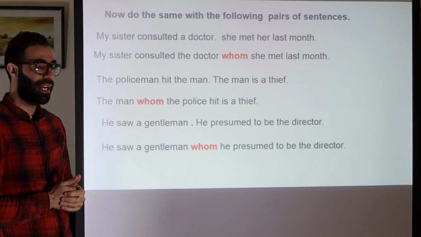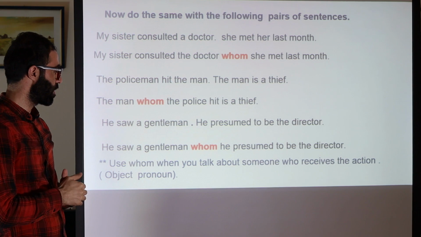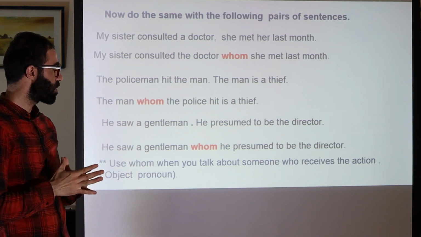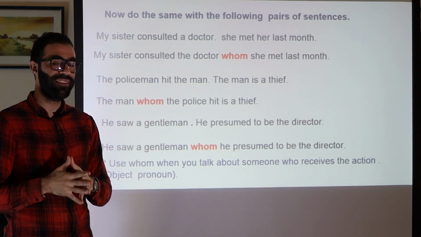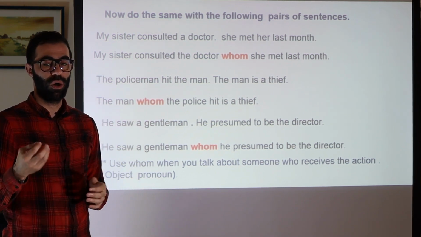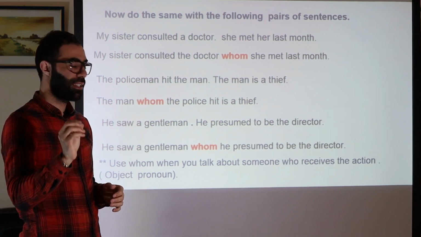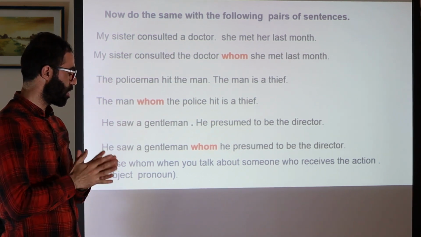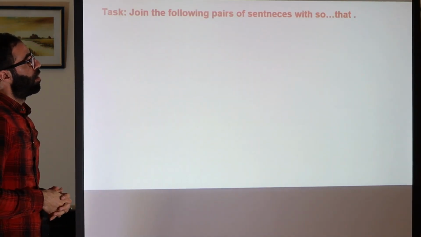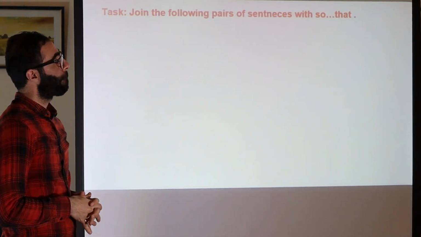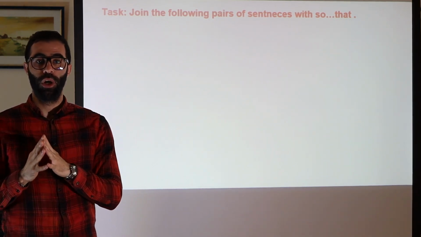I think we still have another example, or not, so we don't have another example. Now, use whom when you talk about someone who receives the action. As I told you before, we use whom to talk about someone who is receiving the action. Okay, so it is the object pronoun. Let's move to the next slide. Now we finished with the relative pronoun whom.